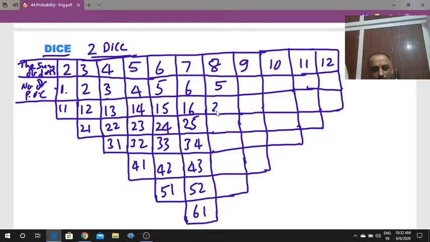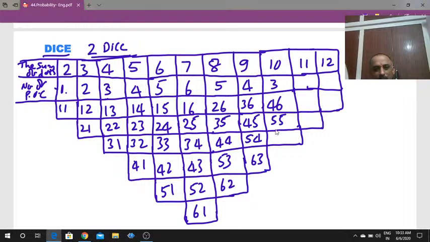5, what are they? First die 2 dots, second die 6 dots. 2 plus 6 is 8, or 3 plus 5, or 4 plus 4, or 5 plus 3, or 6 plus 2. If the sum of dots is 9, then how many possible outcomes are there? 4 possible outcomes are there. That is 3 plus 6 is 9, or 4 plus 5, or 5 plus 4, or 6 plus 3. Sum of dots is 10. The number of possible outcomes is 3. That is 4 plus 6, or 5 plus 5, or 6 plus 4.